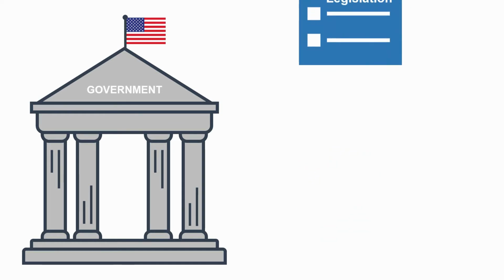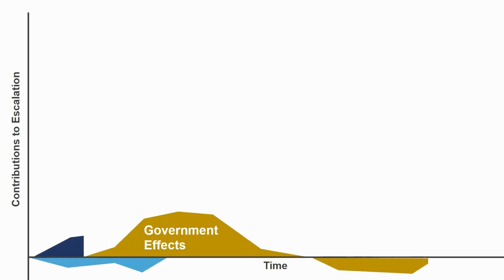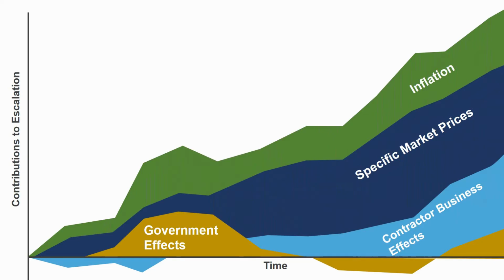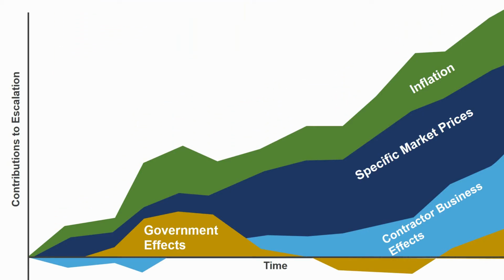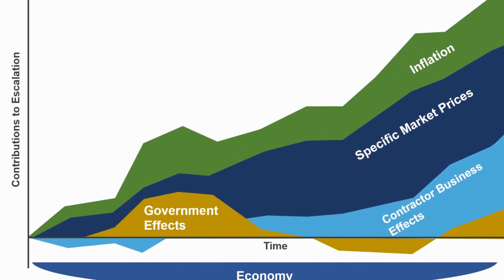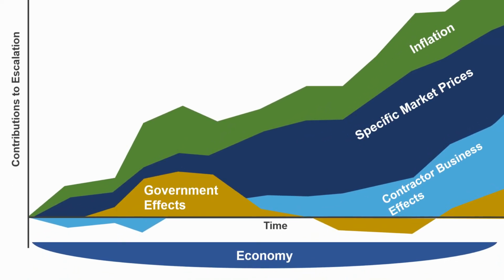Now that we have all the pieces that go into escalation, we can combine this information into a chart that shows all the contributors to escalation. There can be many factors that contribute to escalation that is observed on a unit price, such as the variables we have already discussed, and also including the economy itself, which includes factors such as changes to the unemployment rate, wages, salary, and other factors such as foreign supply chains.